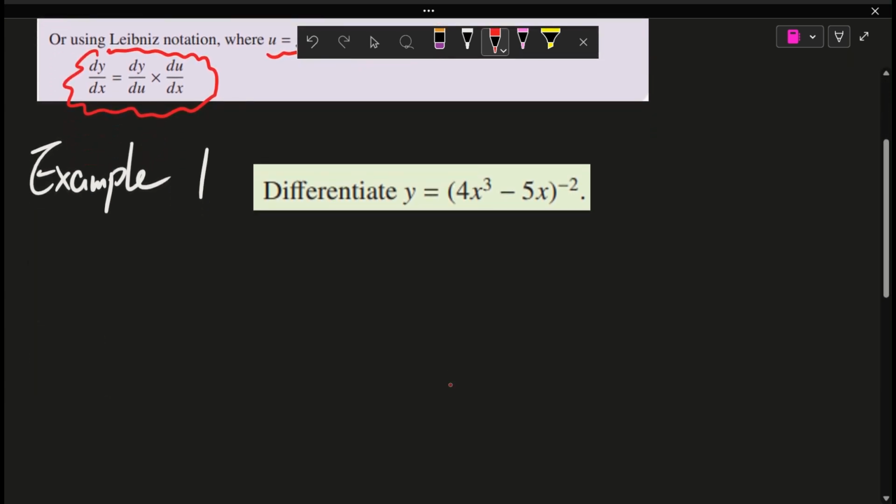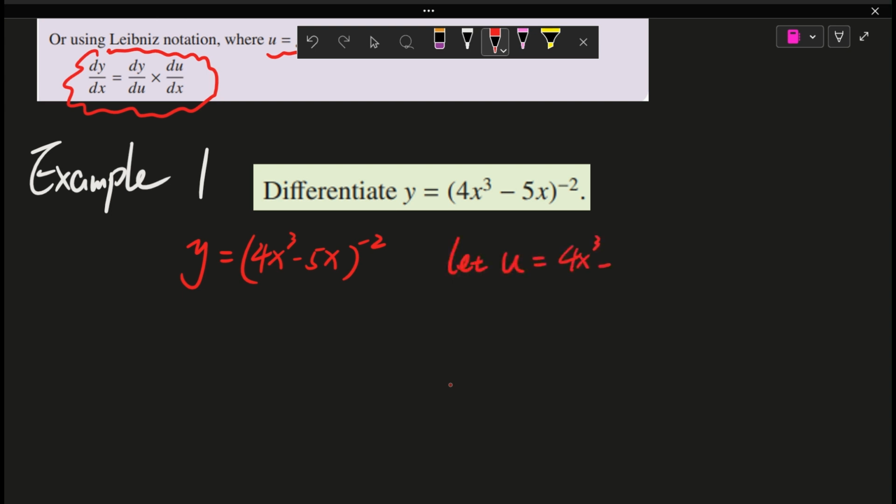Okay, start with example 1. Differentiate y equals (4x cubed minus 5x) to the power of -2. Once you see this one, it's kind of complicated. You have one whole expression inside the bracket. So how do we do this question? If you can, rewrite the question, and then I will say let u equal 4x cubed minus 5x.